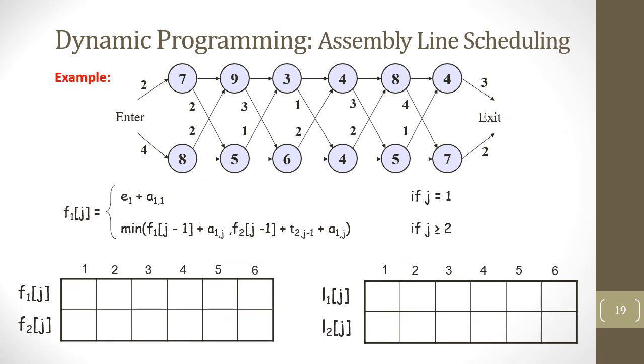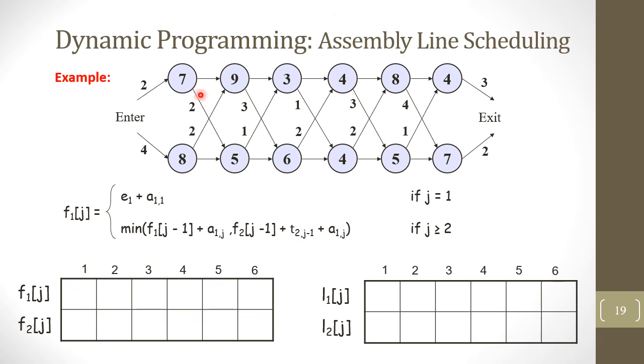Let's solve the following example of assembly line scheduling to see how the process works. We are maintaining an additional L table which keeps track of which lines were used to reach a particular station the fastest. We will need this table at the end to figure out the fastest path through the assembly line.